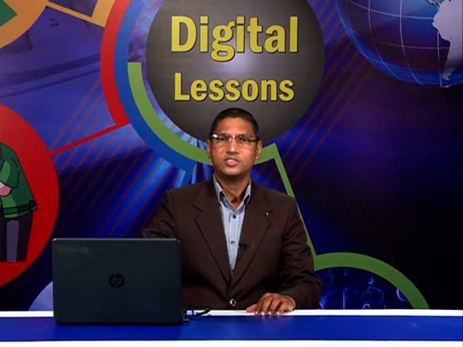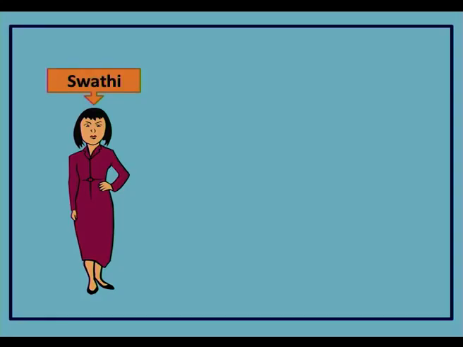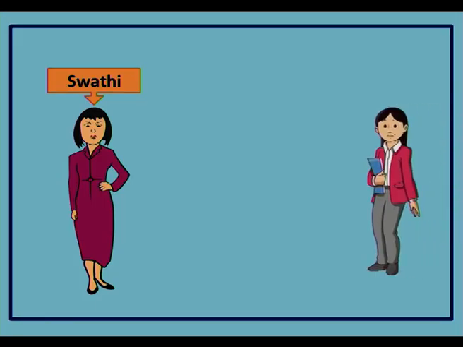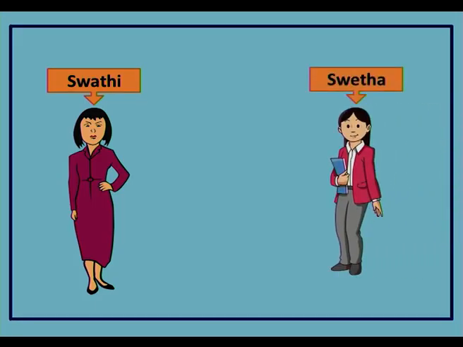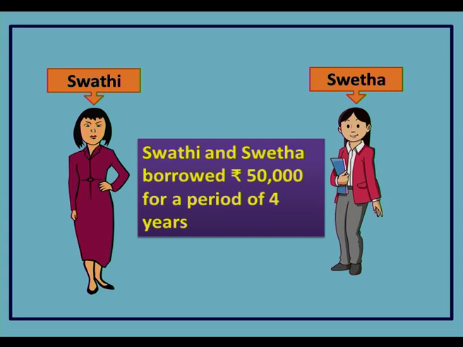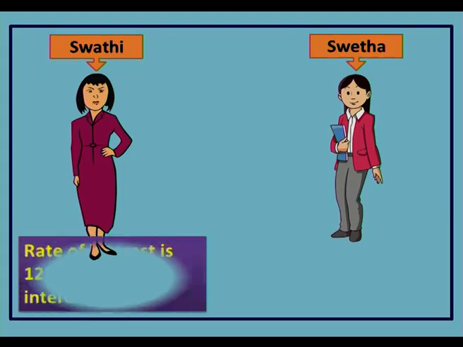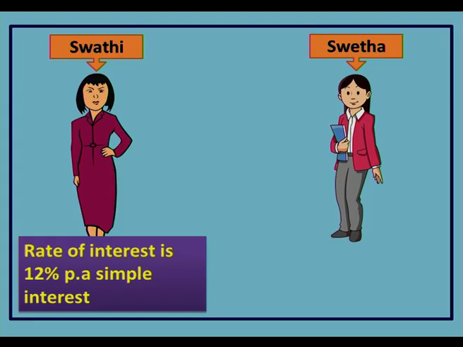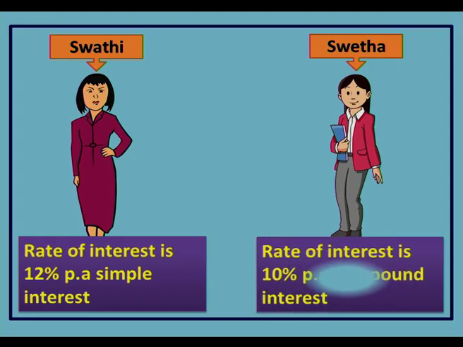So, let us consider a scenario here. Meet Swati and Sweta. Both are friends and both have taken a loan of 50,000 rupees for a period of 4 years. Now, Swati is paying an interest of 12% per annum for simple interest. Whereas Sweta's rate of interest is 10% per annum, but the interest is compound interest.